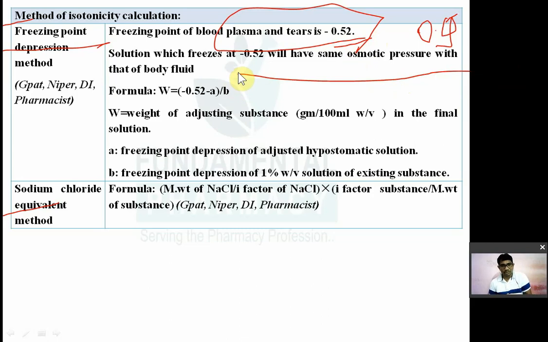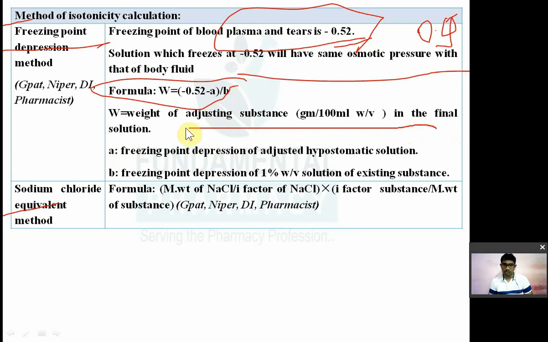To calculate isotonicity by freezing point depression method, we have one formula: W is equal to 0.52 minus A divided by B minus A. What is W? Weight of adjusting substance, मतलब जिसको आपको isotonic बनाना है उसका weight in the final solution, weight by volume, that is gram per 100 ml.